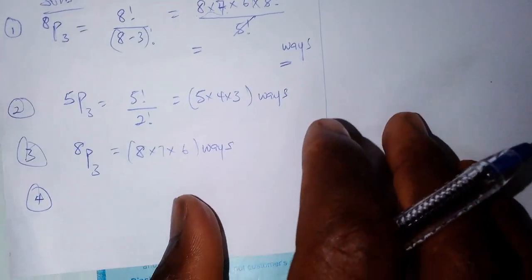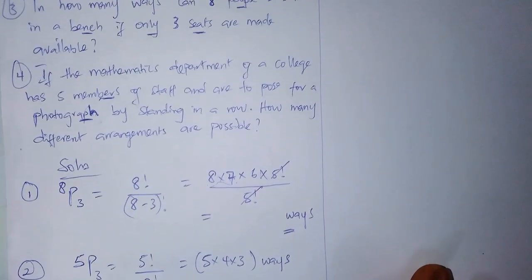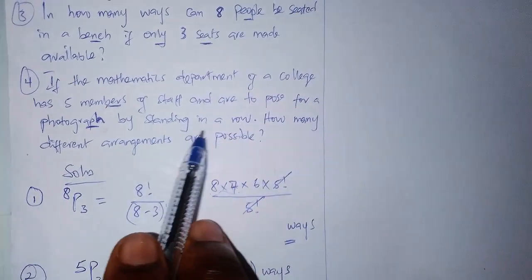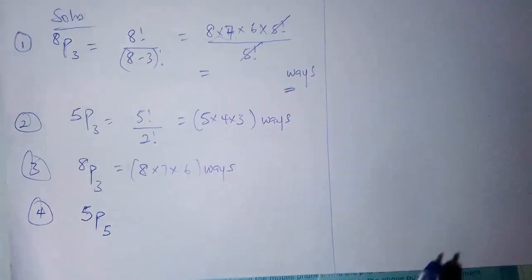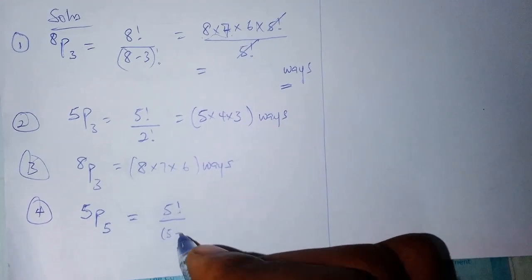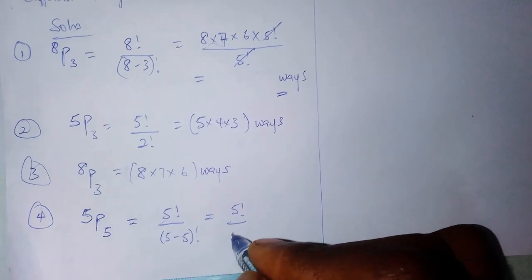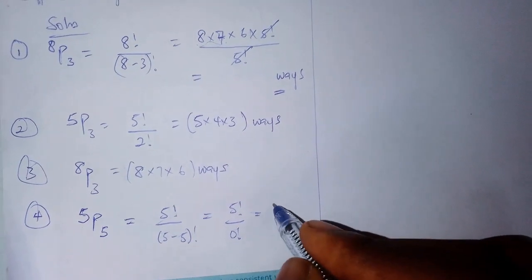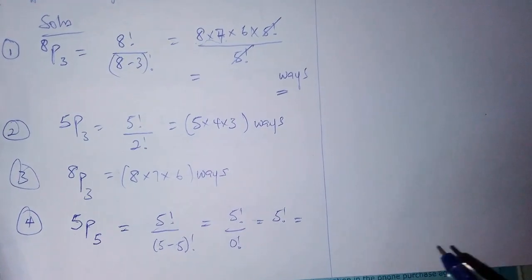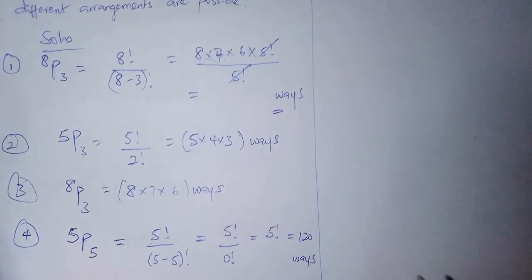So in this case, I would have it as 5 permutation 5. Why? Because we have 5 members posing for a photograph standing in a row. In a row, we have 5 of them. So that's why it's 5 permutation 5. In this case, it becomes 5 factorial over 5 minus 5 factorial. We have 5 factorial over 0 factorial. Remember, 0 factorial is 1. This gives me 5 factorial. After multiplying, you should get 120. So that should be 120 ways. And that is all about that.